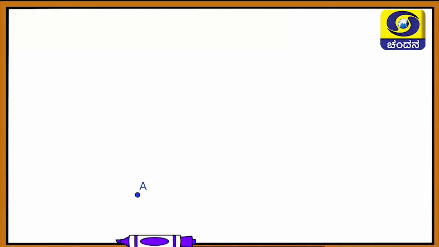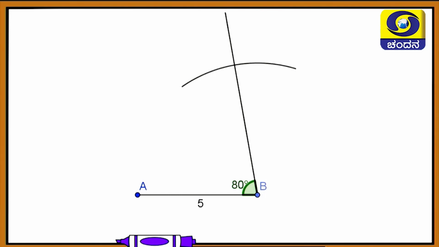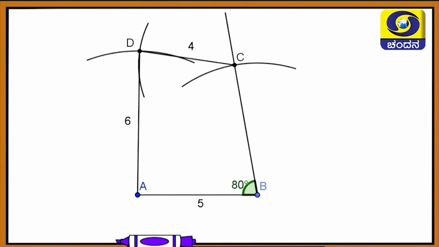Observe the video. AB as base, 5 centimeter. Again, angle B is 80 degree. I am marking angle B as 80 degree. And we know the length of BC. I am drawing an arc from C, that is BC, and we know D also, that is AD. The length of AD they have given is 6 centimeter, the length of BC is 5.5 centimeter, and angle B is 80 degree.